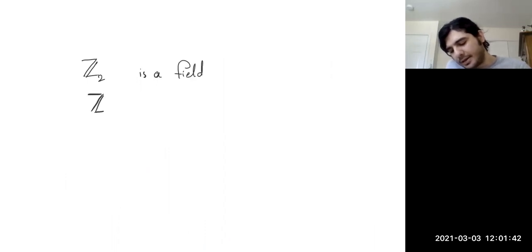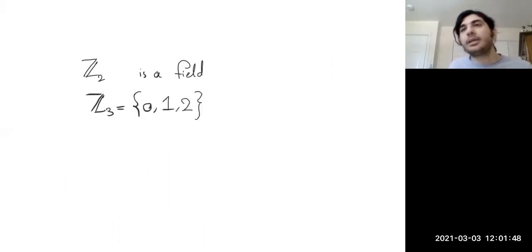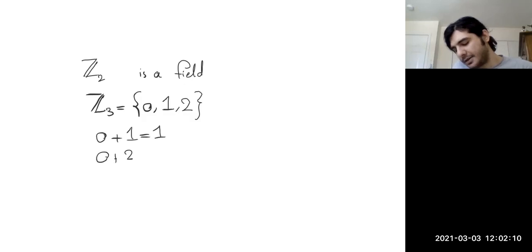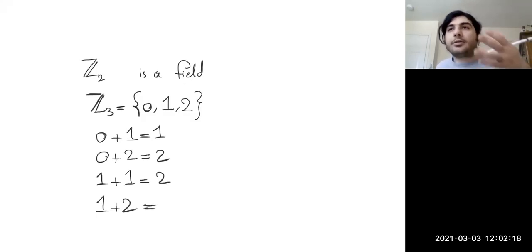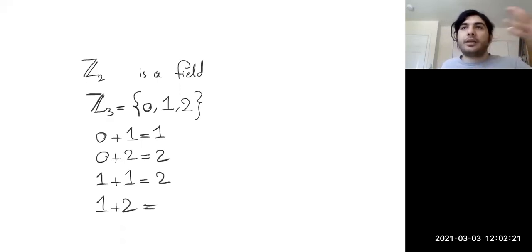What about Z3? Z3 is the set of numbers 0, 1, 2. But here again, everything is mod 3. What do I mean by that? Whenever we add or multiply two numbers together, we look at the remainder after division by 3. For example, 0 plus 1 is 1, 0 plus 2 is 2, obviously. 1 plus 1 is 2. 1 plus 2 is 3. But what is the remainder if I divide 3 by 3?